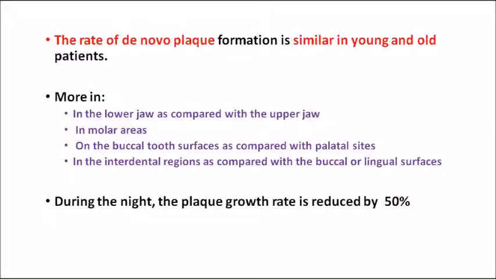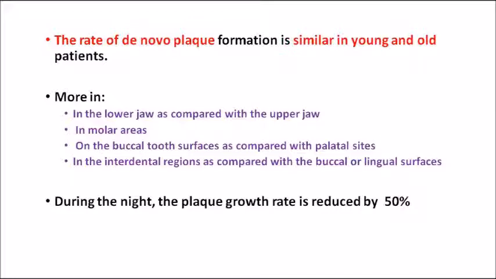Now we saw how plaque is formed, right? Now there are some things about plaque formation: the rate of it, where it is formed more, when it is formed more. Okay, we'll go to that. The rate of de novo plaque formation is similar in young and old patients. When we are examining the oral cavity of patients, often we would have noticed older patients have more plaque in their oral cavity. So we tend to think that older patients have a higher rate of plaque formation, which is wrong. The rate of plaque formation is the same in young as well as old patients.